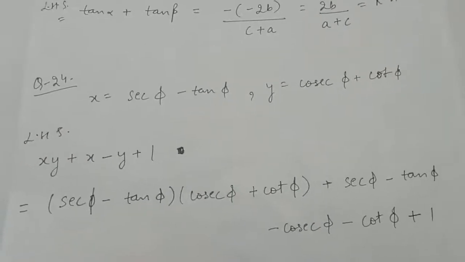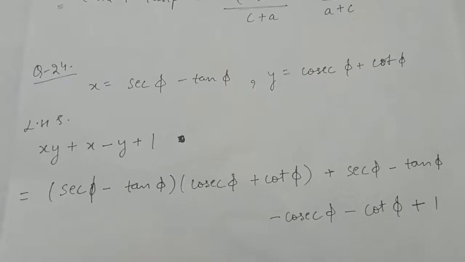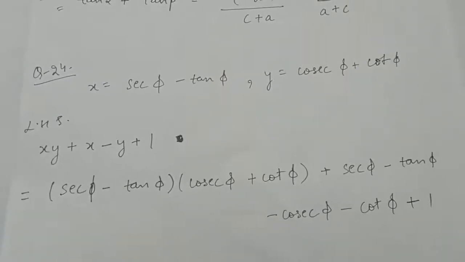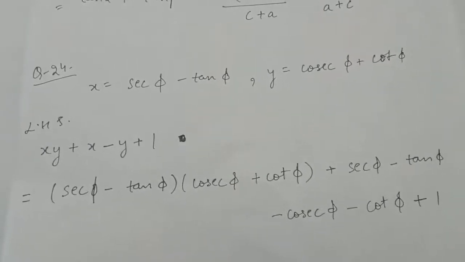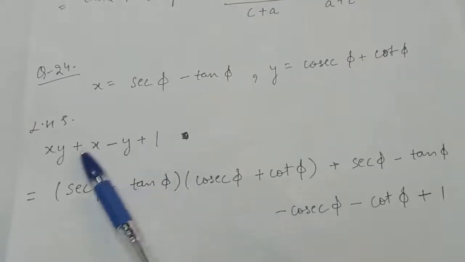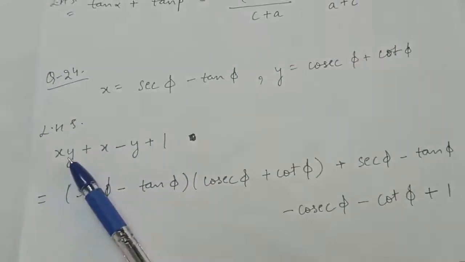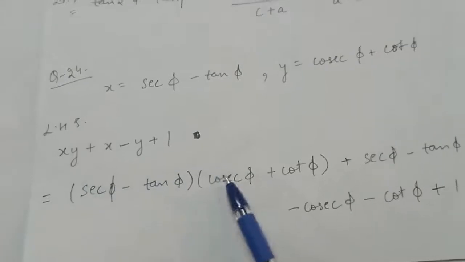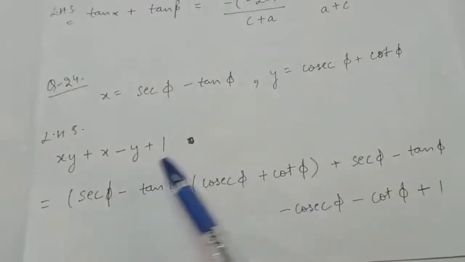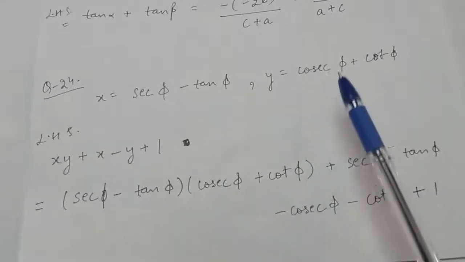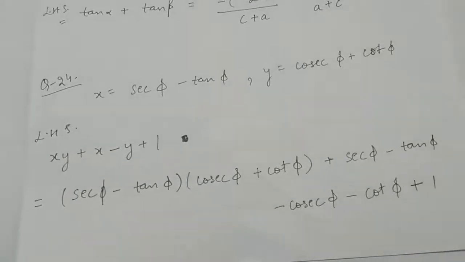Now question number 24 is, x is given as secant phi minus tan phi and y is given as cosecant phi plus cot phi. We have to show that xy plus x minus y plus 1 is equal to 0, right? So we will take the left hand side, write down the values. x is this into y, plus this is x complete, minus y. So change the sign of the terms: minus cosecant phi minus cot phi, plus 1.